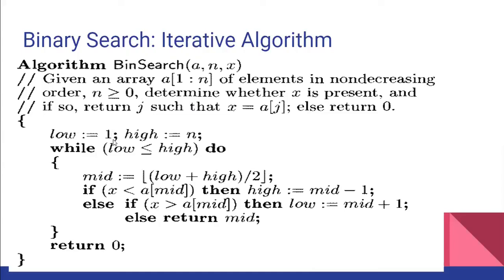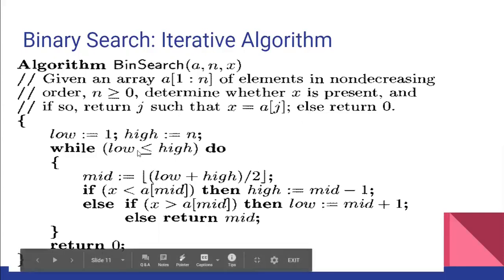So low is initialized to 1, high is initialized to n. So while low is less than or equal to high, what we have to do? Find out the middle element. How? So low plus high divided by 2. If the element to be searched is lesser than A of mid, then we will update our high as mid minus 1. Okay, that is in the first half we have to search. Low will be 1 only, high we are updating, which will be mid minus 1. If the element to be searched is greater than A of mid, we have to focus on the right hand side. So we will update low as mid plus 1. Okay, and else we will return the mid.